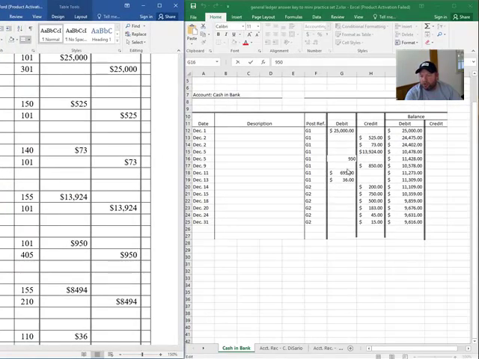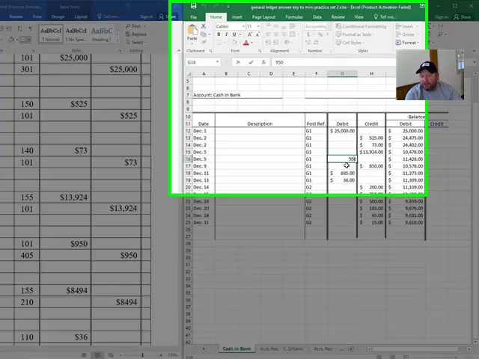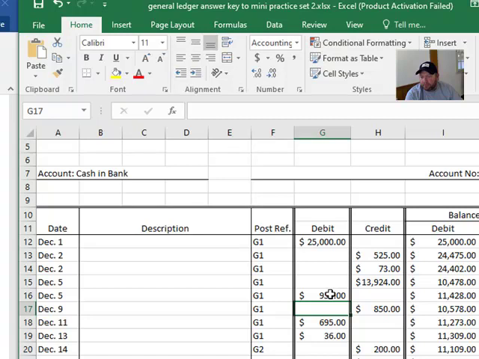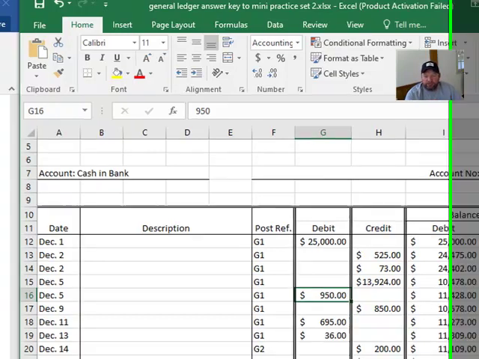Okay, so we're still good. We have a $950 in our debit for collecting those private lesson fees. So that's going to increase our cash. So we had $10,478, and then we put this check in the bank because it's on the debit side. It's going to increase it. Our new balance now is $11,428.